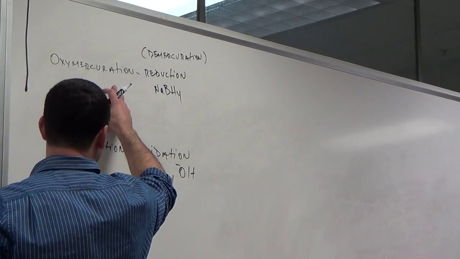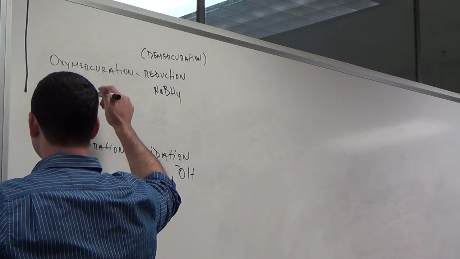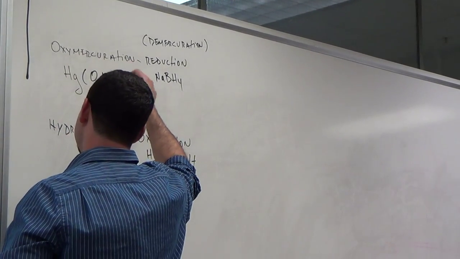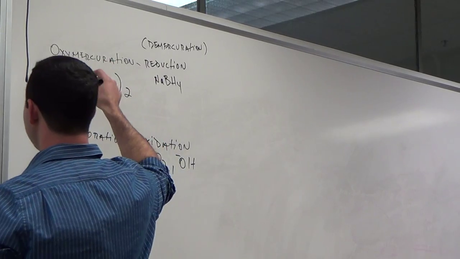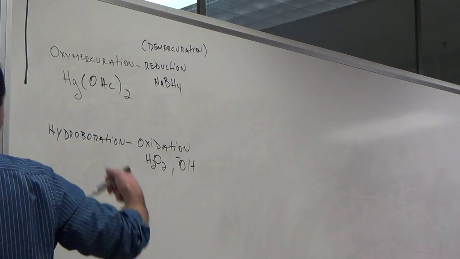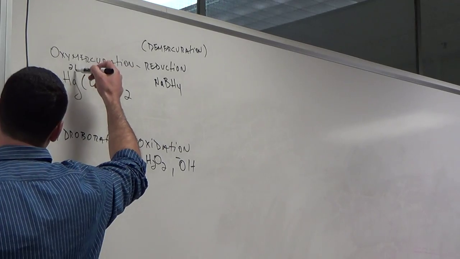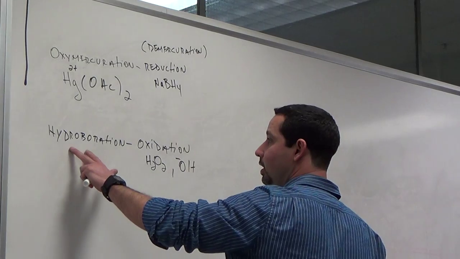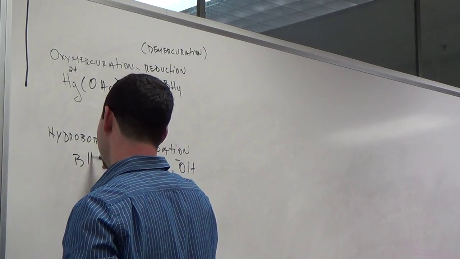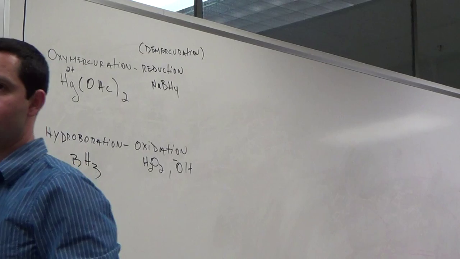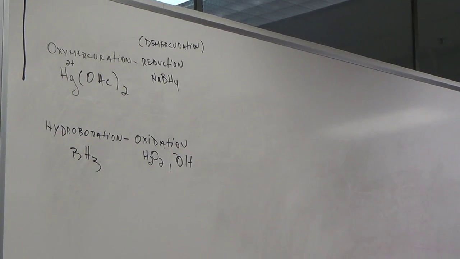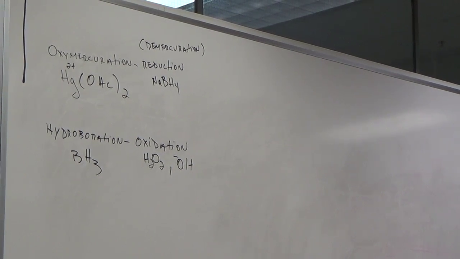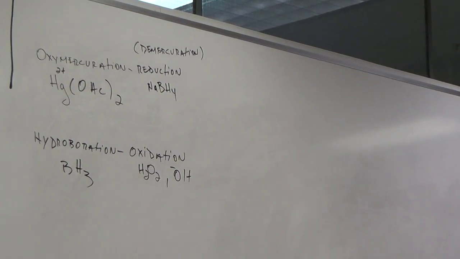For oxymercuration, you are going to have mercury acetate with a 2. So what oxidation number will this mercury have? Plus 2. And for hydroboration, it will be BH3, a boron with three hydrogens.